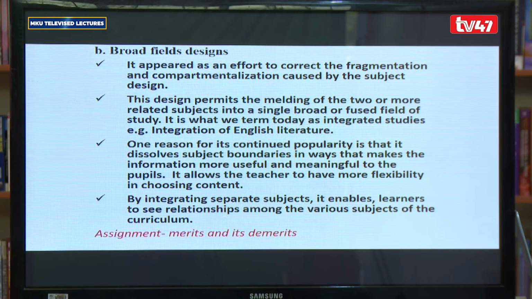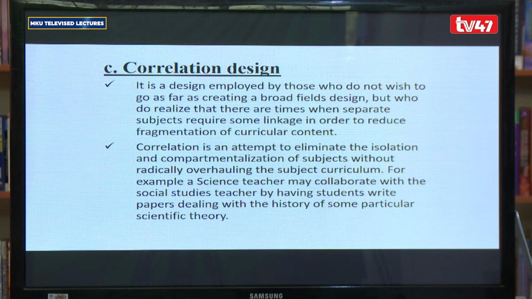Then we have the broad field designs. Now this design permits the melding of the 2 or more related subjects into a single broad or fused field of study. It is what we refer to today as integrated studies. One reason for its continued popularity is that it dissolves subject boundaries. It also integrates different subjects as one. The next we have the correlation design.